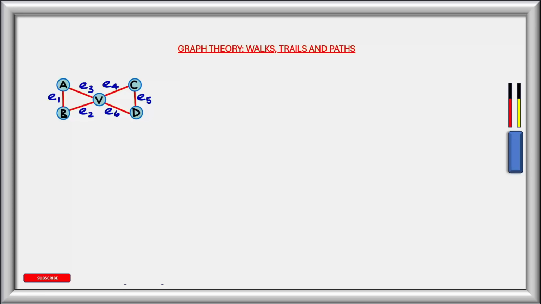Now let's add a rule, the law of the trail, in which no edge can be repeated. You can still visit the same vertex more than once. And to use a navigation analogy, you cannot walk across the same street twice. So look at this bow tie shaped graph. We have vertices A, B, C, D, and V. Vertices A, B, and C, D meet in the center at vertex V.